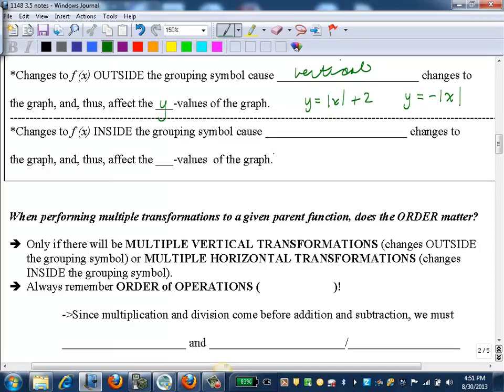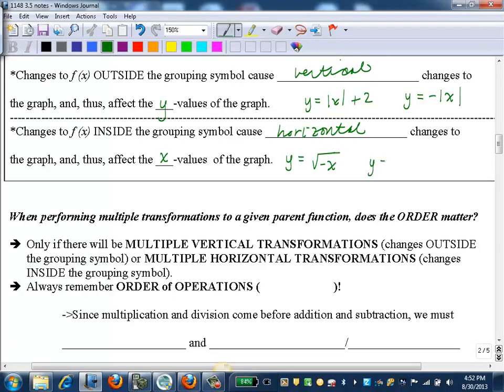Okay, so changes to f of x inside the grouping symbol are going to cause horizontal changes to the graph. So if we're changing it horizontally, that's the x values of the graph. An example of that would be y equals square root of -x, where we're multiplying by -1 inside the grouping symbol. That's a horizontal reflection, and if we're reflecting horizontally, that's about the y-axis.